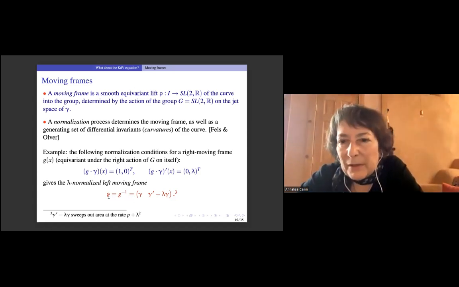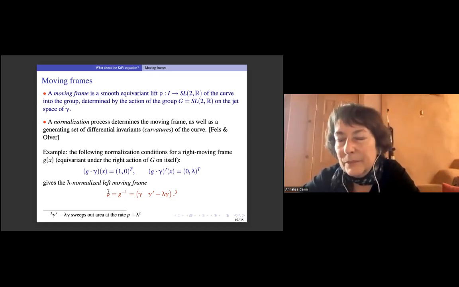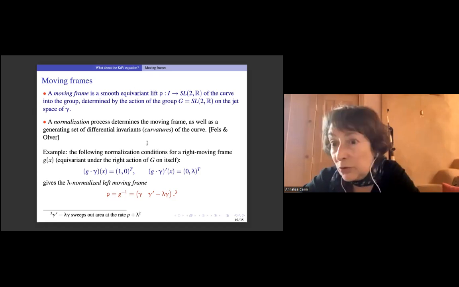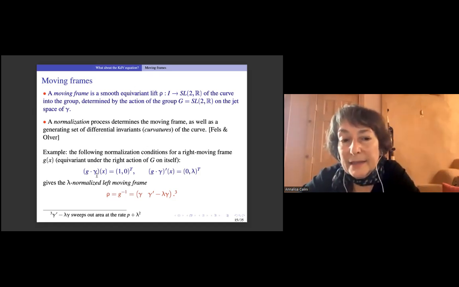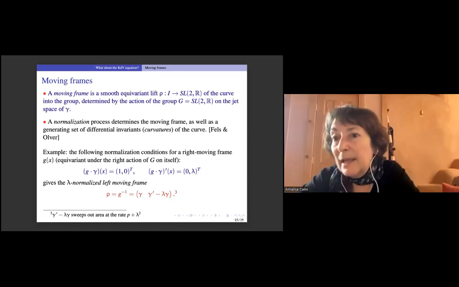In a series of papers by Fels and Olver, a procedure for constructing moving frames, an algorithm in some sense for constructing moving frames, was given. And a key point of their paper was a normalization process. So essentially you write down normalization conditions that will allow you to introduce, in some sense, a parameter that will play the role of the spectral parameter of integrability.